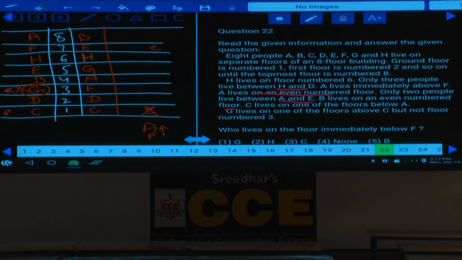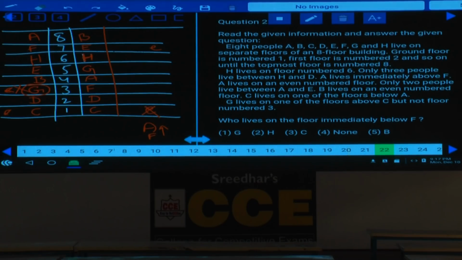Then question numbers 22 to 26, then 22nd. Who lives on the floor immediately below F? Immediately below F, who is that person? D, isn't it? That is none of these, choice 4. Then question number 23.